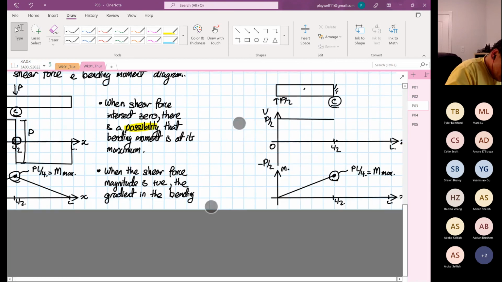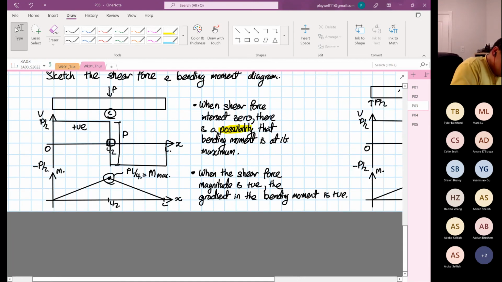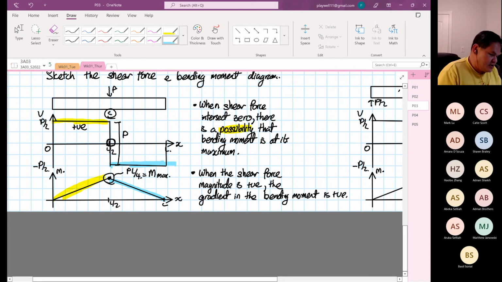When the shear force magnitude is positive, the gradient in the bending moment is what? Also positive. So what I want to show you is this. We can see that this is positive, and the bending moment gradient is positive. When it is negative, the bending moment gradient is negative.